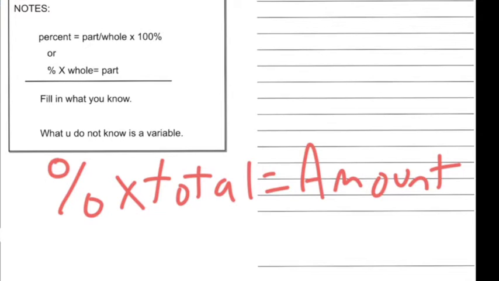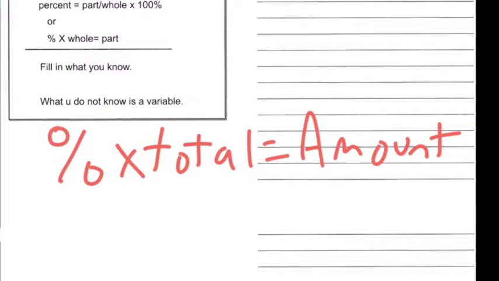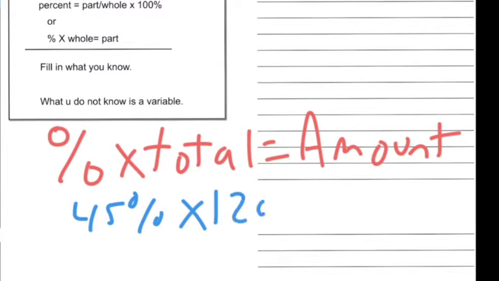So, for example, let's say 45% of all the students are girls, and there are 120 students. I just said 45% of the total number of students, which is 120, will give us the amount. All I did was fill in what I know, and if I do the multiplication, 0.45 times 120 equals 54. So that would be 54 girls.